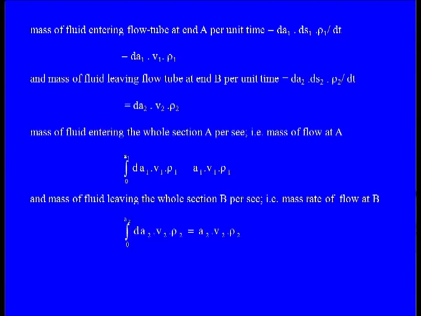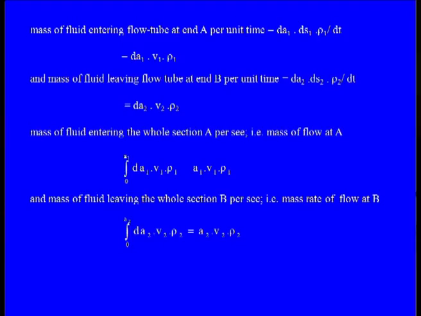Similarly, you can write down the mass of fluid leaving flow tube at end B per unit time is dA2 times dS2 times rho 2, which is nothing but the mass, because dA2 is the infinitesimal area element, dS2 is the infinitesimal length traversed in time dt. So, dA2 times dS2 will give you the volume, times rho 2 will give you the mass. This mass flow occurs in time dt. So, mass flow per unit time is divided by dt, which you can write down in terms of velocity as dA2 times V2. V2 is nothing but the velocity at the section B, because dS2 by dt is nothing but V2, times rho 2.